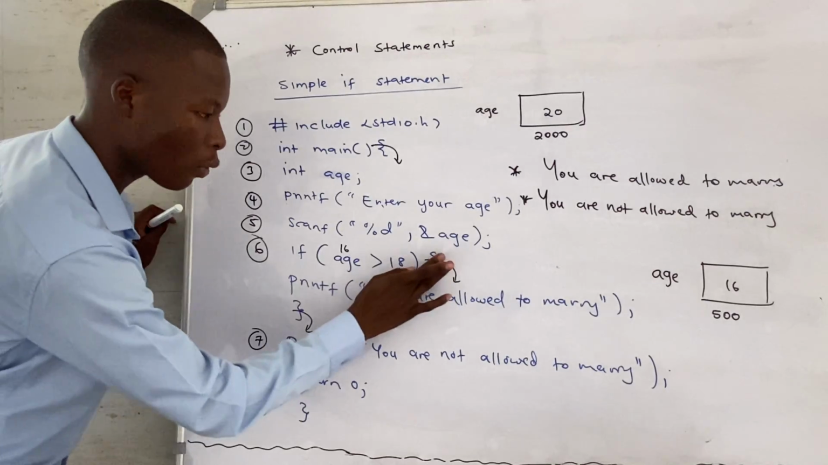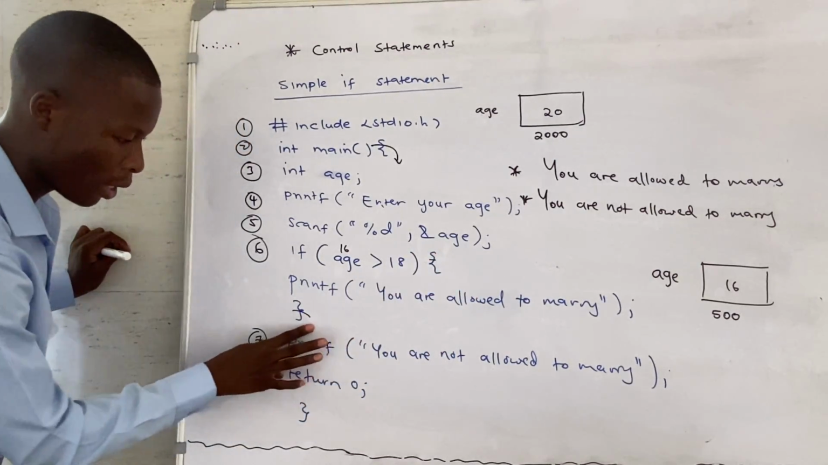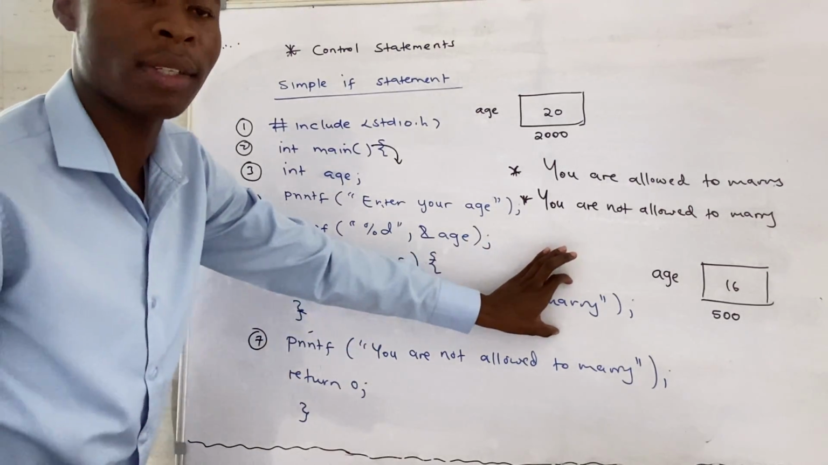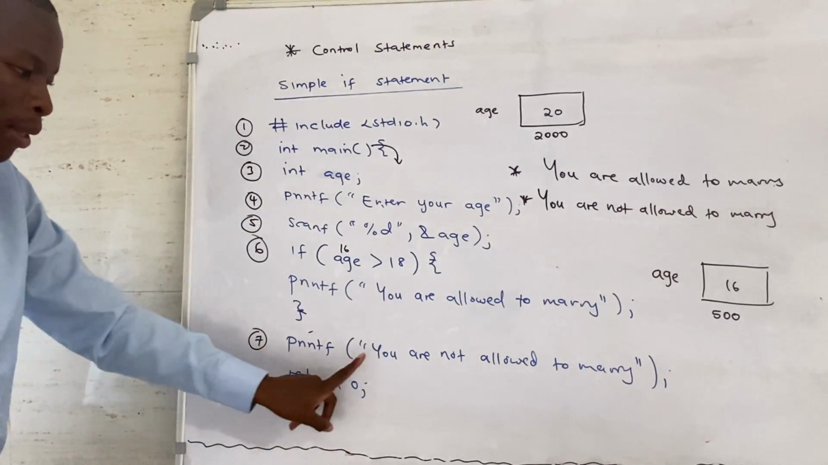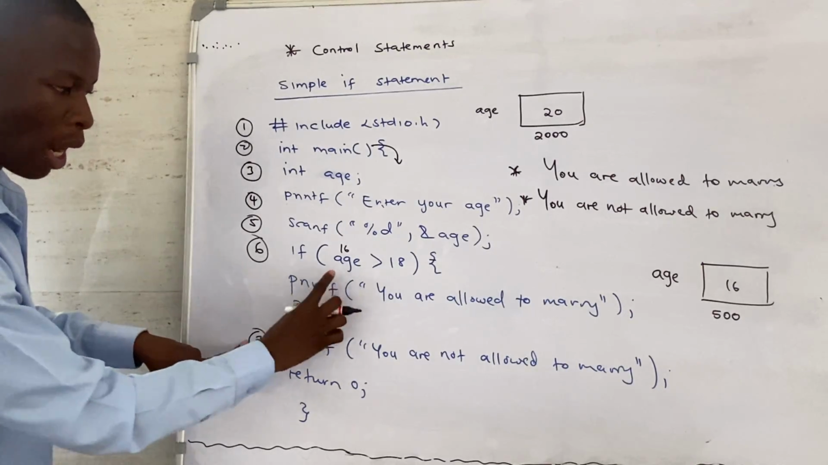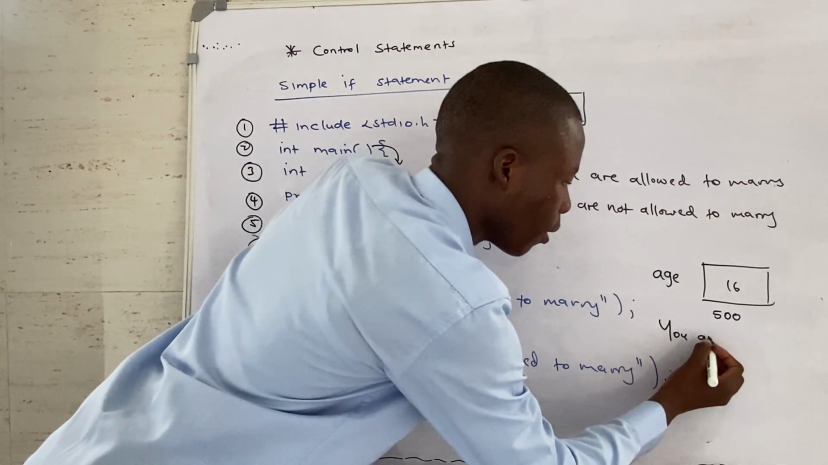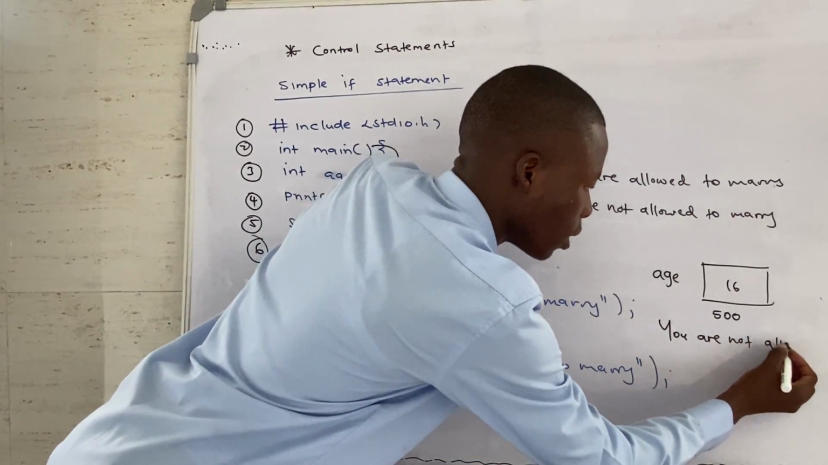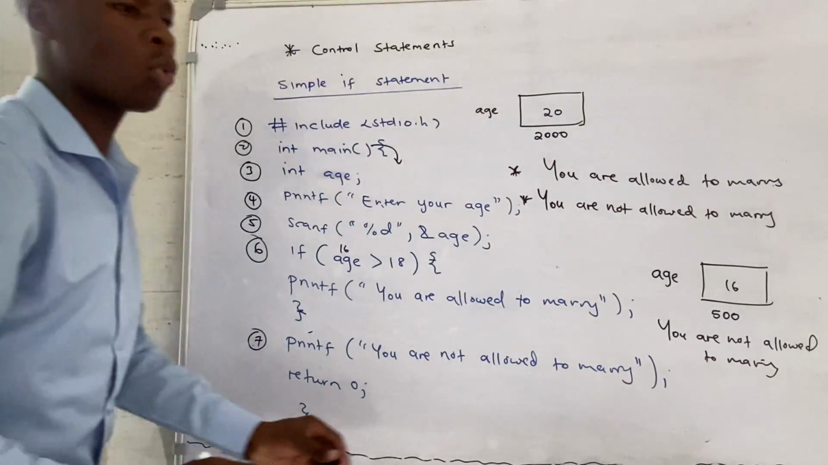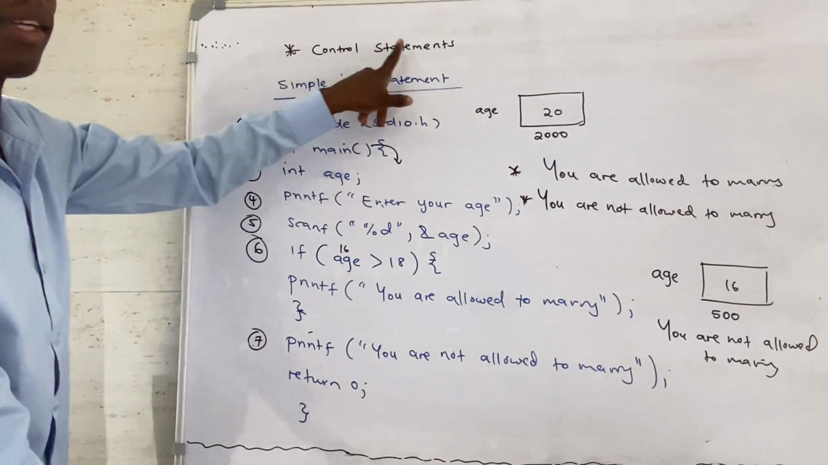So if this is false, the compiler will not enter into this if block. It is not going to enter into this if block. So this statement is being skipped. Directly, it will go to statement number 7, which is out of this if block. You are not allowed to marry is going to be printed. So see, that's why we are saying simple if statement is a control statement.